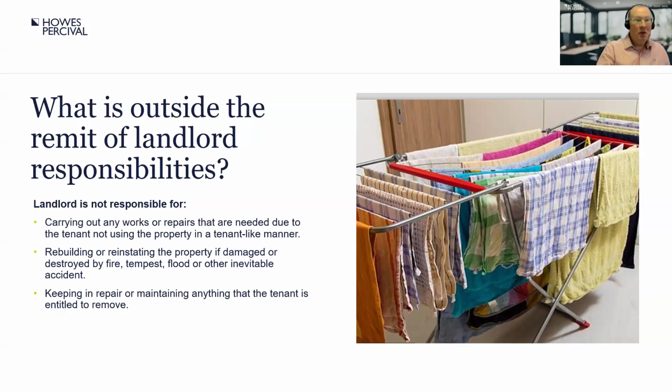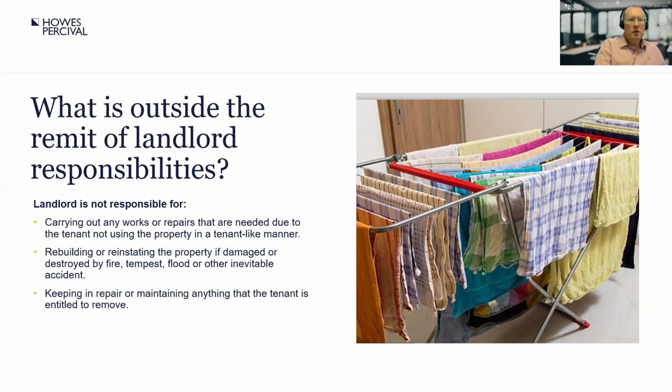So looking now, what's outside the remit of landlord's responsibilities? The landlord is not responsible for carrying out any works or repairs that are needed due to the tenant not using the property in a tenant-like manner. So this would include things like the tenant not using the heating or failing to ventilate the property properly. It might also include things like the tenant causing damp and mold by drying clothes inside or by having cluttered rooms or significantly by hoarding.